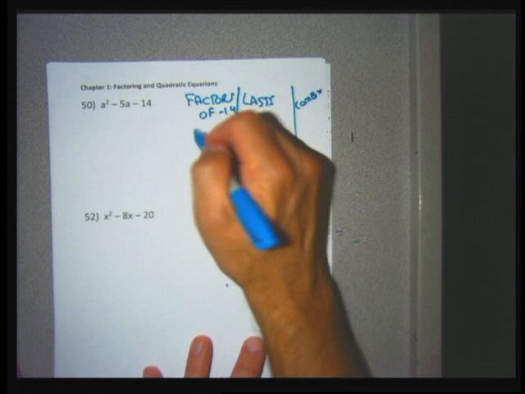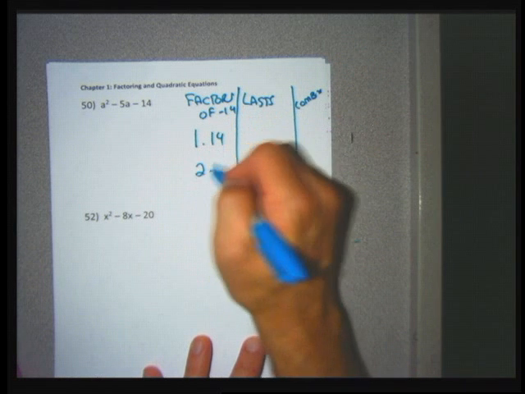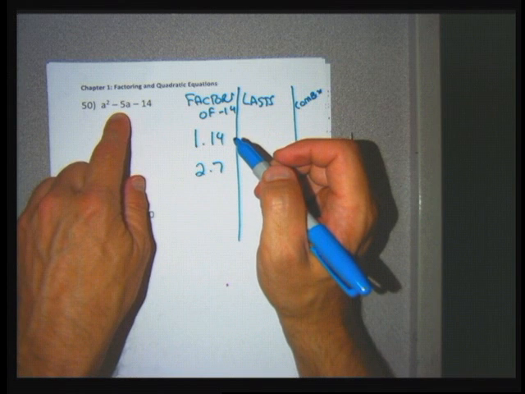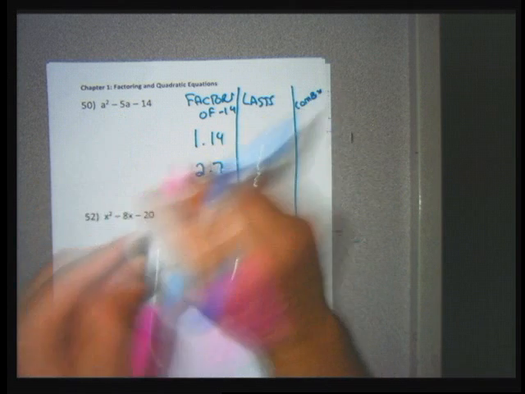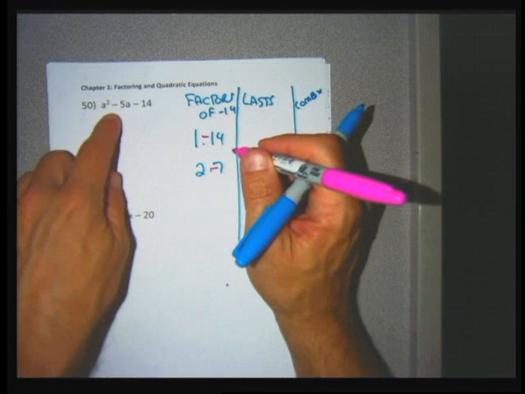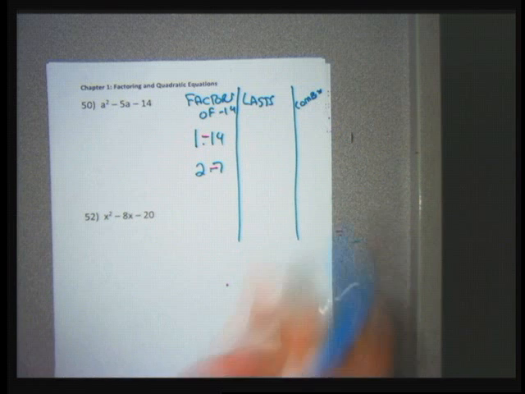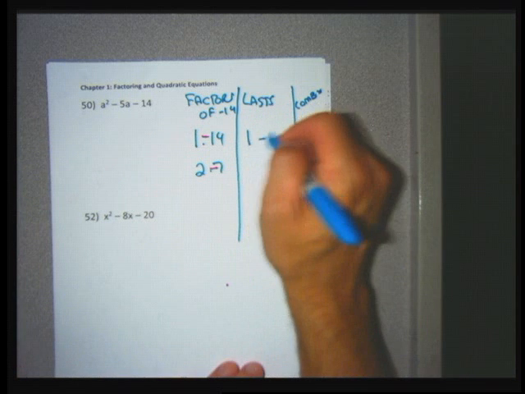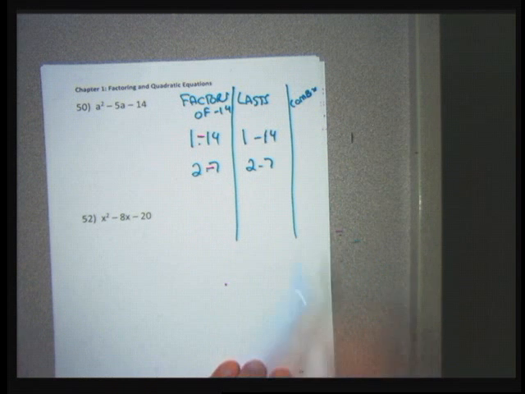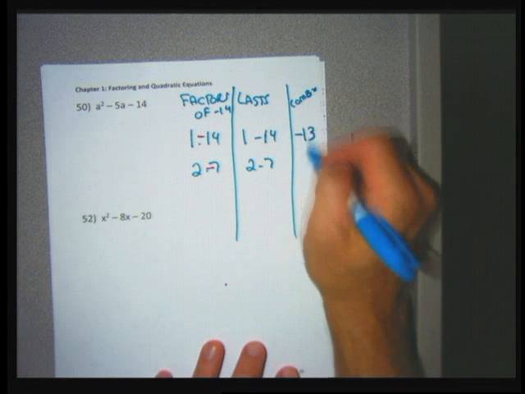So my factors of 14 are 1 and 14 and 2 and 7. I'm trying to get a negative 5. Since I'm trying to get a negative number, I'm going to put the negative with the bigger number. If I'm trying to get a positive number, I put the negative with the smaller number. This makes my last potentially 1 minus 14 or 2 minus 7. When the numbers have opposite signs, you subtract and take the sign of the larger.